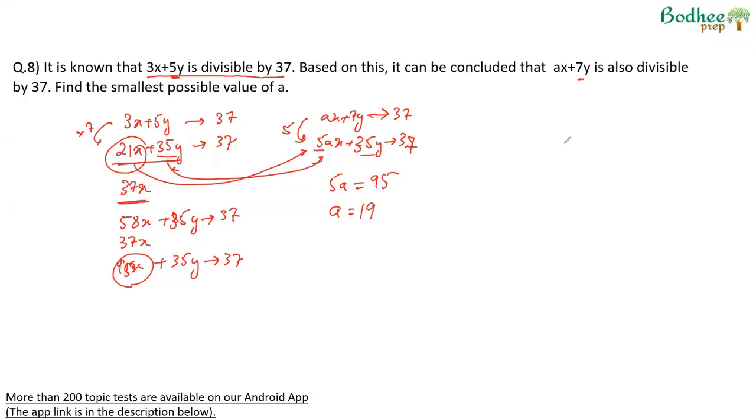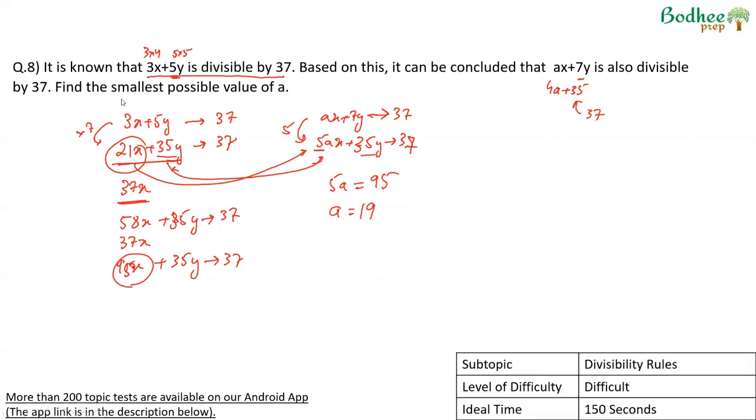The other way of attempting this question would be putting values. So we put a set of values for x and y to get 37. Top of the mind, 5 into 5, 25, 3 into 4, 12 is 37. So if we put the values here, x is 4, y is 5. 4a plus 35 should be divisible by 37. Now start putting the value of a, and whatever value of a we get, this becomes divisible by 37. That is the answer. I think this is a good question in terms of concept. So I'd call it a difficult question. 2.5, 3 minutes easily to solve the question.